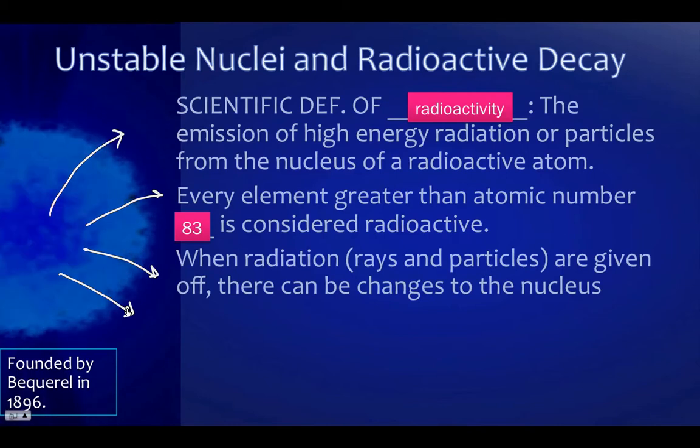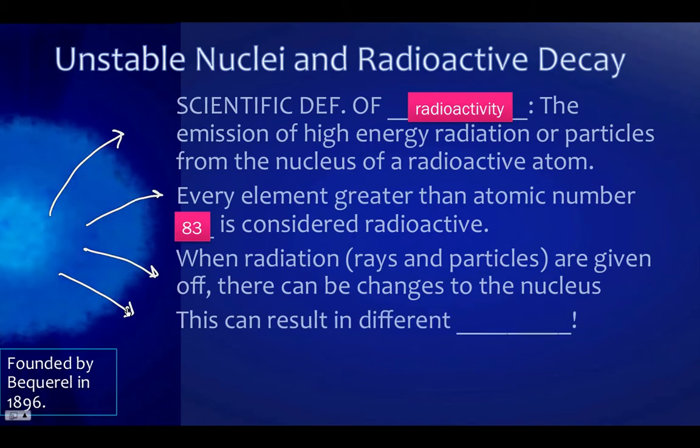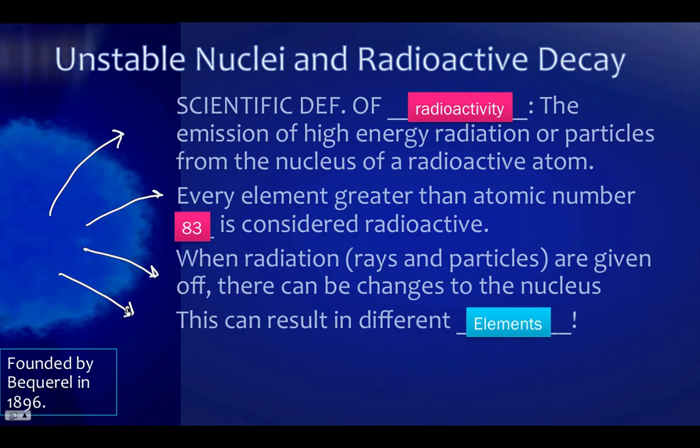When this radiation is given off, there can be changes to the nucleus. If it's a particle the nucleus is losing, it might be a crucial particle like a proton or a neutron, and that might have some severe changes. For example, by losing protons, that can result in different elements being formed.